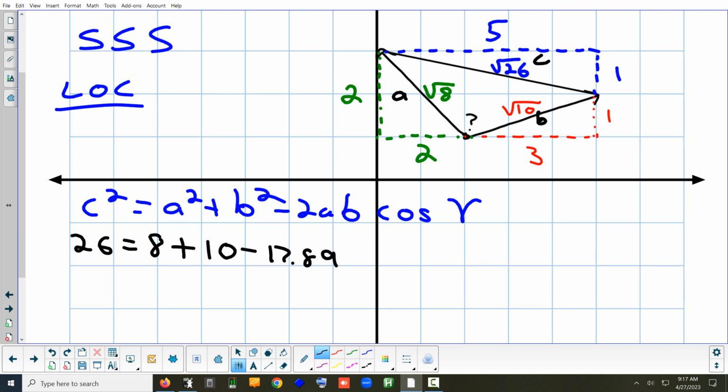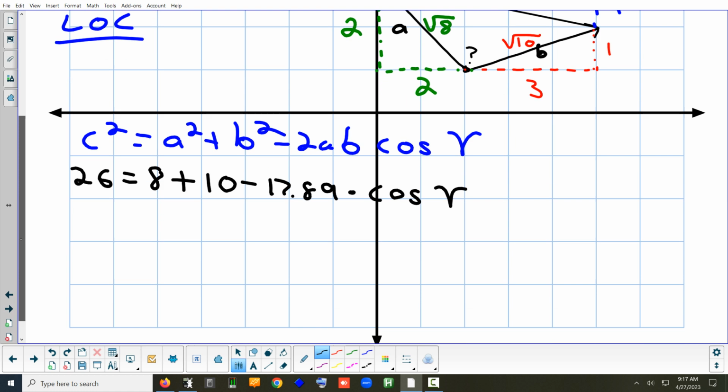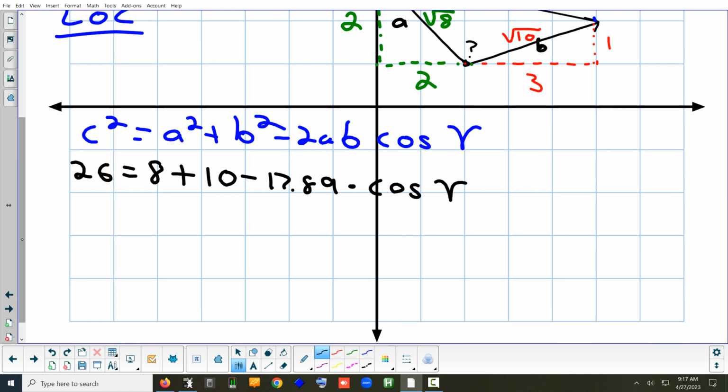Minus 2AB times the cosine. Well, that's what I don't know. Gamma is my question mark. Okay. What can I do next on the right-hand side just to simplify it a little bit? Combine like terms. Yeah, we can combine like terms. So that's 18 minus 17 cosine gamma.